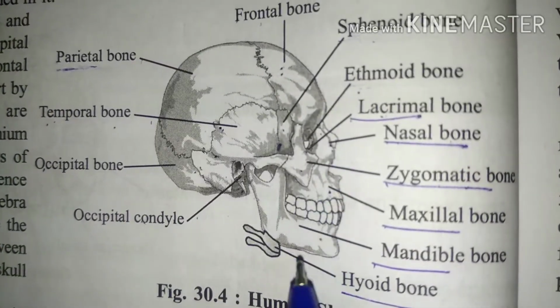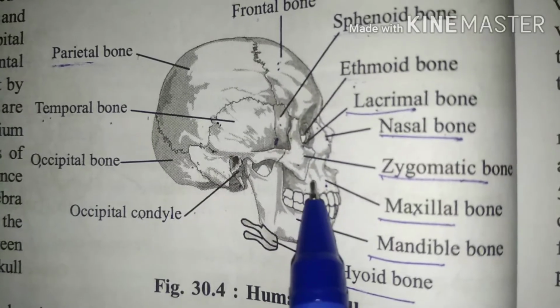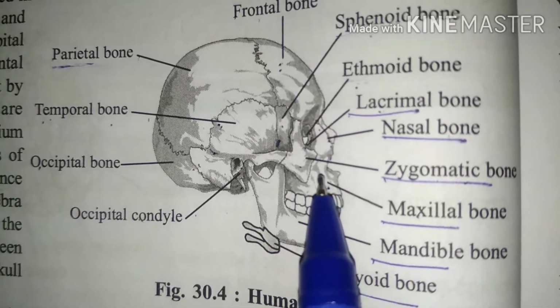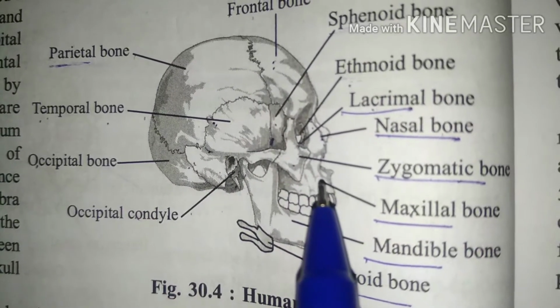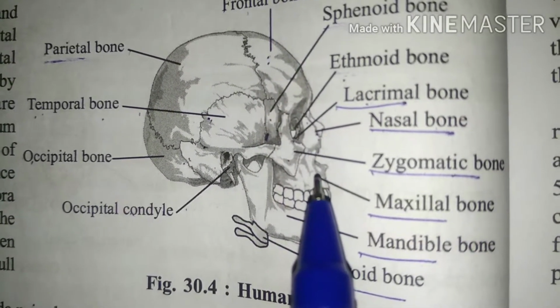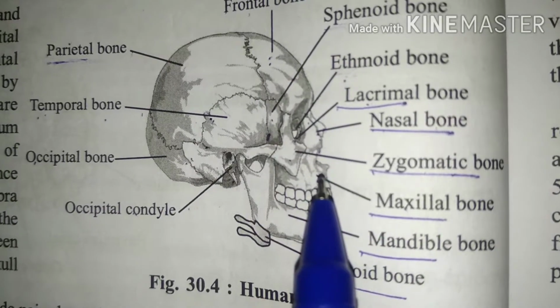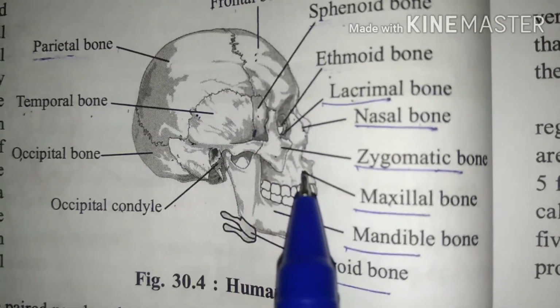Next, palatine, which is present in the hard palate. So palatine forms the posterior part of the hard palate and forms the floor and lateral wall of the nasal cavity.